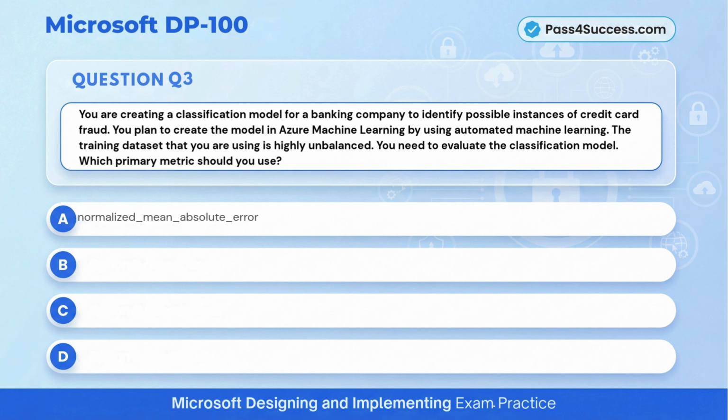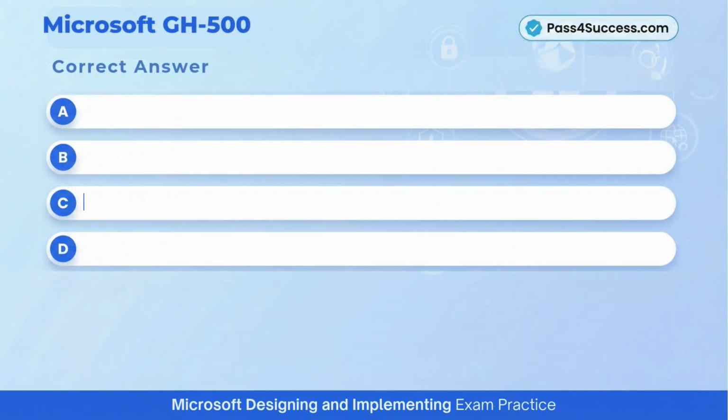Option A, normalized mean absolute error. Option B, Spearman correlation. Option C, AUC weighted. Option D, accuracy. Correct answer is C, AUC weighted.